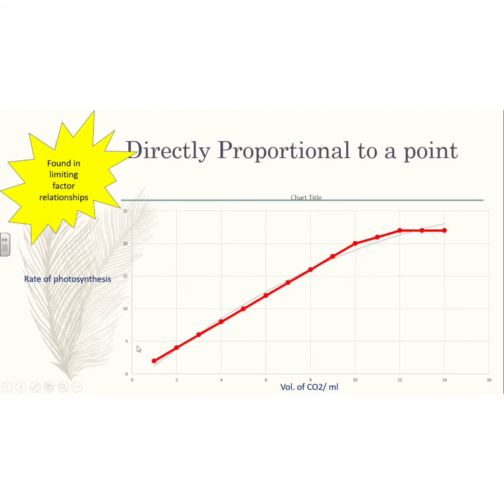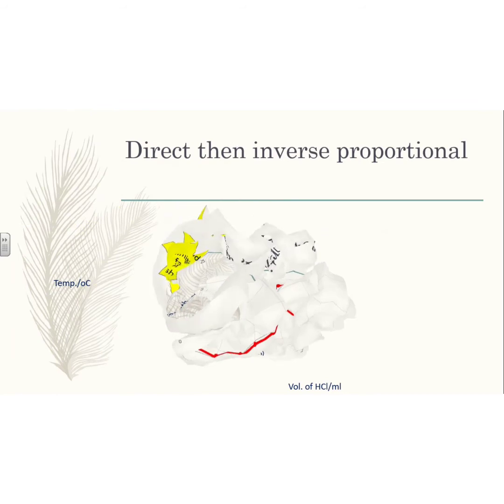Okay, so this is what that graph really means. This graph really means you have a direct proportional relationship up to a point where changing one variable doesn't affect the other anymore. Okay, found in limiting factor relationships. All right, I hope you guys are understanding this so far. Now we're going to move on.